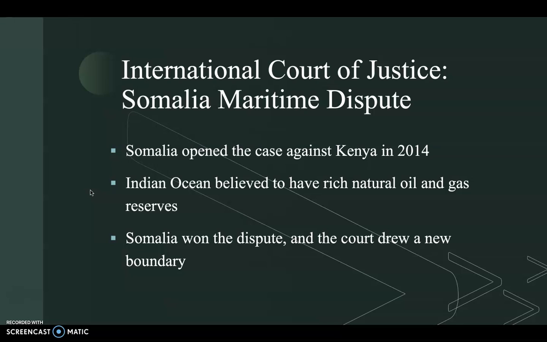Somalia took this dispute all the way to the ICJ, and the court drew a new boundary that kept some of the disputed area under Kenya's jurisdiction, but still awarded a sizable chunk to Somalia. And that's my presentation.